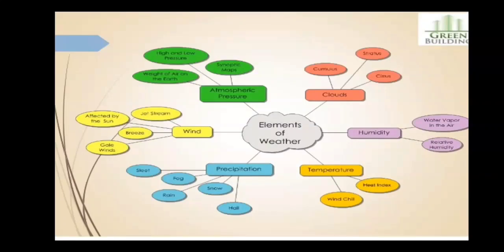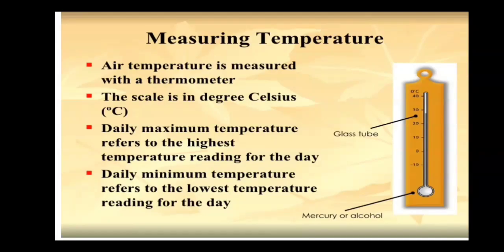Elements of weather are the same. We have done temperature, atmospheric pressure, clouds, humidity, precipitation, wind. Measuring temperature. Air temperature is measured with a thermometer. The scale is in degree Celsius. Daily maximum temperature refers to the highest temperature reading for the day. Daily minimum temperature refers to the lowest temperature reading for the day.